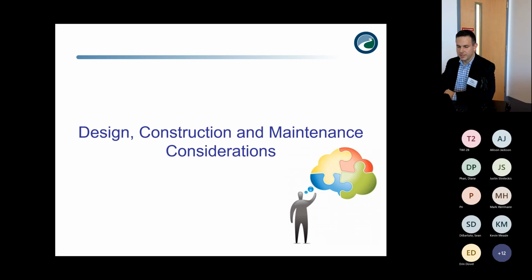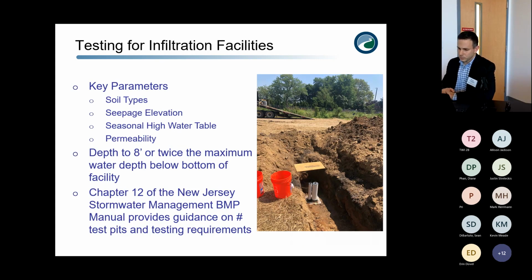So quickly, I'll run through some of the design, construction, and maintenance considerations for these facilities. On the design side, testing for infiltration facilities is really important. Chapter 12 of the New Jersey BMP manual provides guidance on number of test pits and testing requirements. You want to go pretty deep with these test pits. It's 8 feet or twice the maximum water depth in the facility, 8 feet below the bottom. So it's a pretty substantial depth that's required on these test pits.